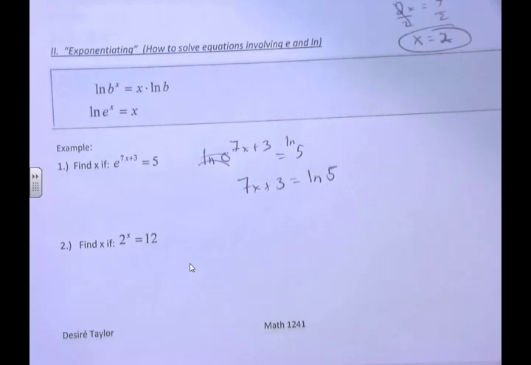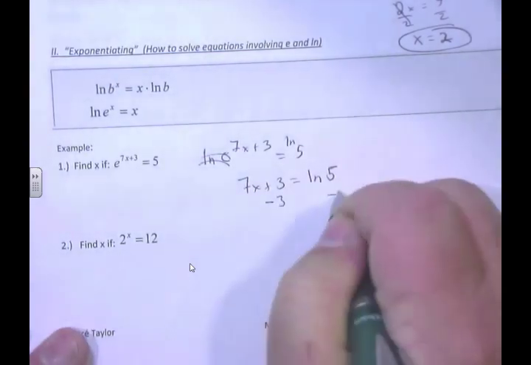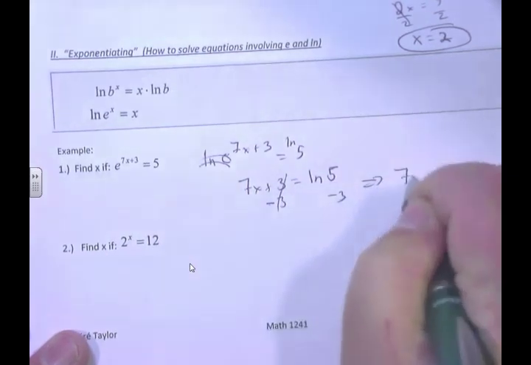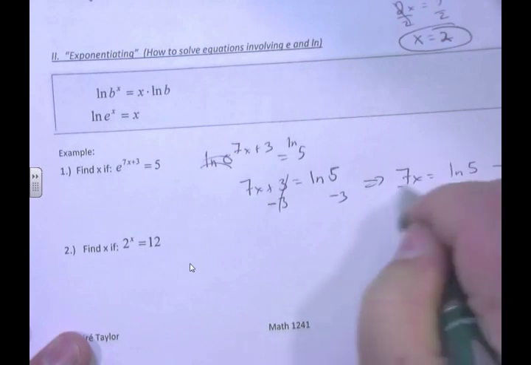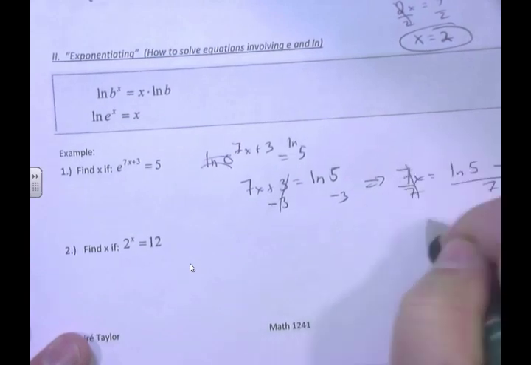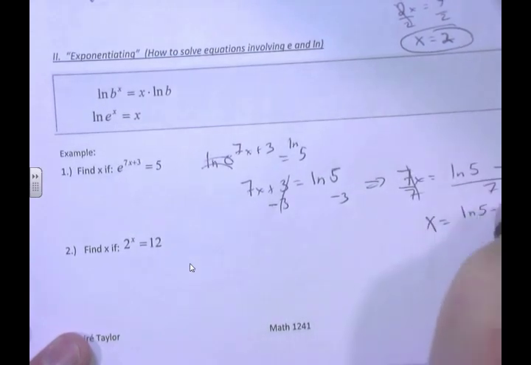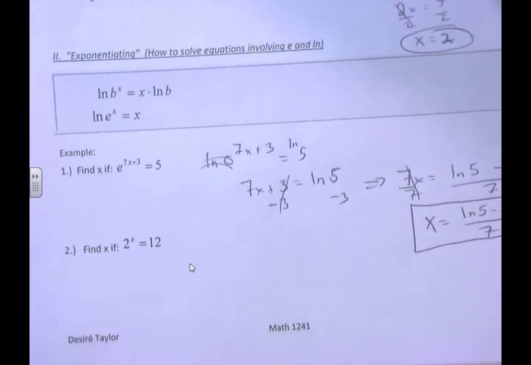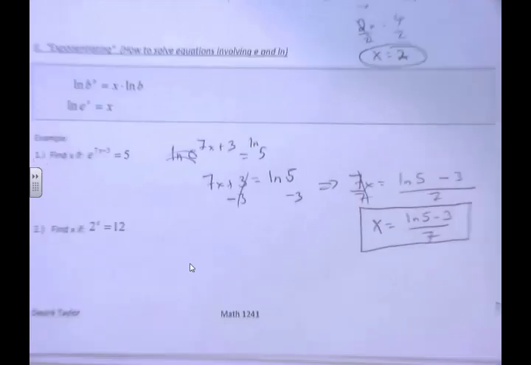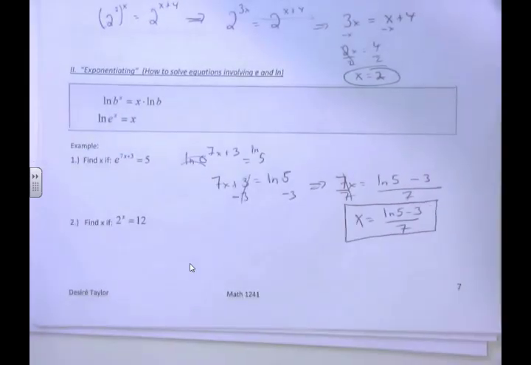Solve for x. Treat the natural log of 5 as just a number, but keep writing it as the natural log of 5. If I want to solve for x, I would subtract 3. This gives me 7x is equal to the natural log of 5 minus 3. And then I would divide both sides by 7, and x would be equal to the natural log of 5 minus 3 divided by 7. This is that back of the book multiple choice kind of answer that I'm talking about. So you've got to have the ability to do it both ways. Convert it to a decimal as well as leave it in exact value format.